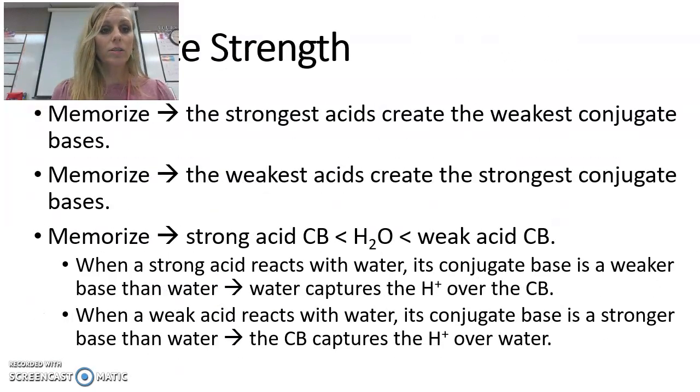This is important. If you need to pause this and write these down, please do. You need to know that if you have an extremely strong acid, like sulfuric acid, its conjugate base is going to be a very weak conjugate base. Vice versa, if you have a really weak acid, then its conjugate base is going to be very strong. So you need to know that the strong acid conjugate base is weaker than water, which is weaker than the weak acid conjugate base.